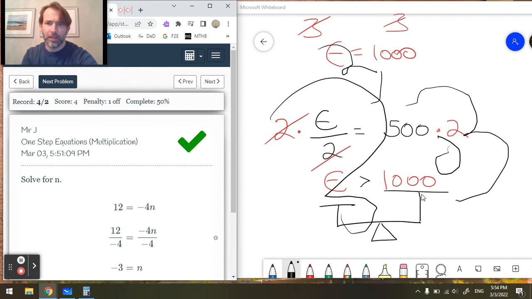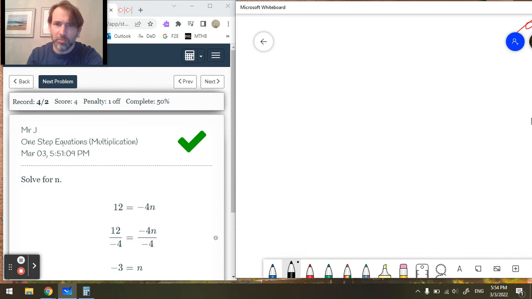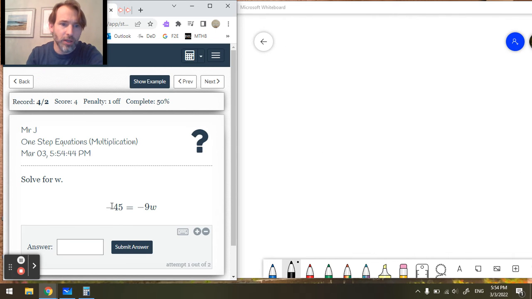All right, and we're back, and we've had some participation here. So now let's go find another problem. Here I need to divide both sides by -9, and I find that w is equal to 5. Here I divide by 11, and I find t is equal to -4. Here I divide both sides by -8, and I find that s is equal to -6.